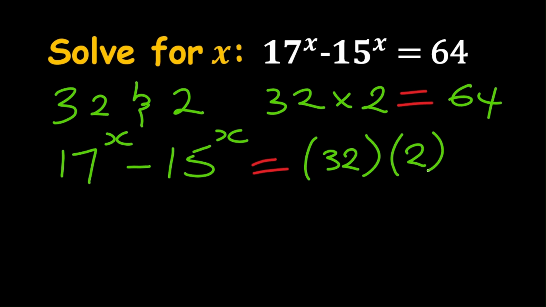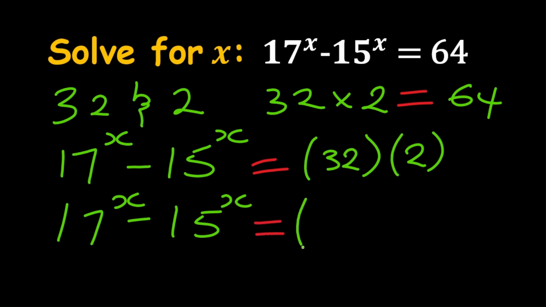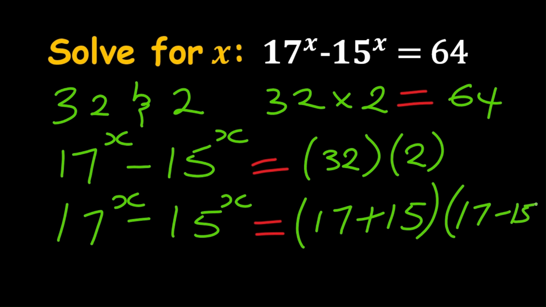Now let's simplify further. 17 to the power of x minus 15 to the power of x is equal to 17 plus 15 times 17 minus 15. Notice that 32 is the same as 17 plus 15 and 2 is the same as 17 minus 15.